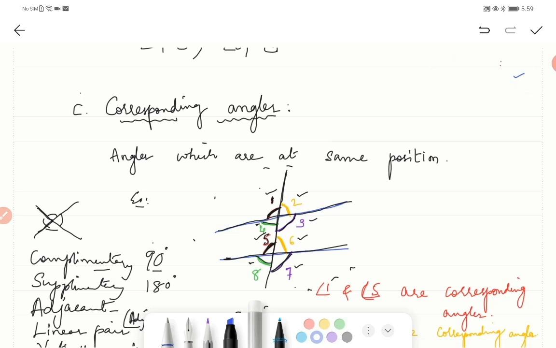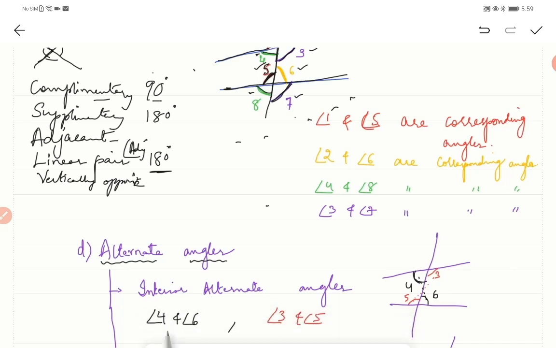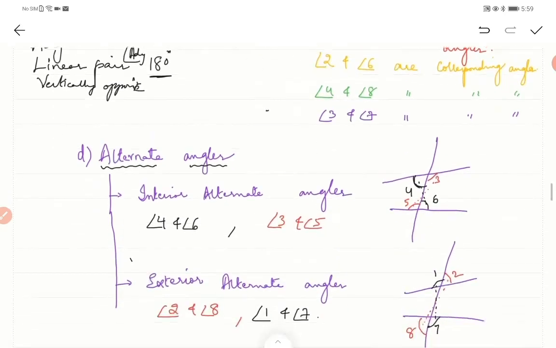Alright, so let's move on to the next type of angle formed whenever a transversal line is cutting two lines. We have interior alternate angles, so you will have interior alternate and exterior alternate. Alternate is like this, okay. So you have angle 4 and angle 6. These are alternate angles, isn't it? And 3 is alternate to 5.